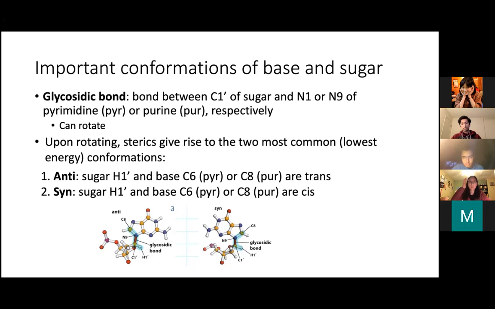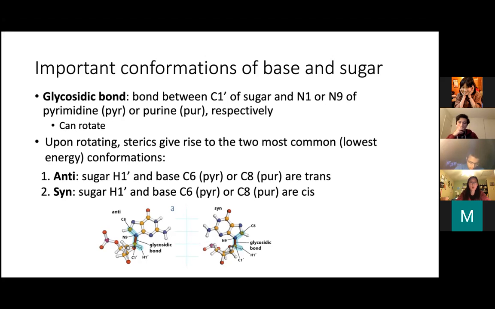First, let's define what the bond between the base and the sugar is called. This is our glycosidic bond. More specifically, this is the bond between the C1 prime of the sugar and the N1 or N9 position of your pyrimidine or purine base, respectively. Because this glycosidic bond is a single bond, it can rotate, but that doesn't mean it can rotate to give an infinite number of conformations because of steric clashes.